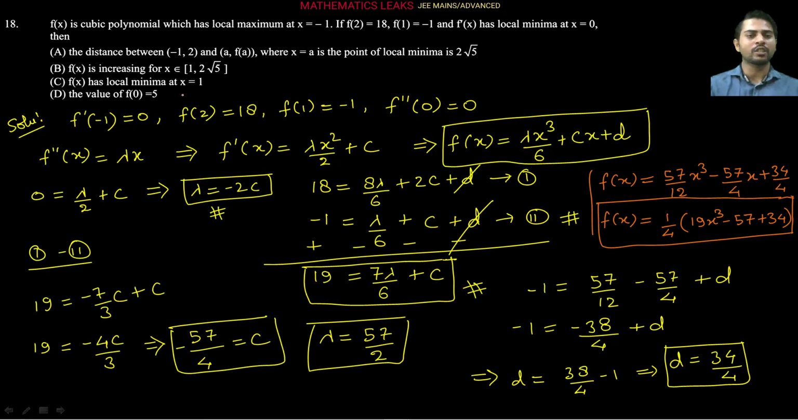Now let's do the discussion about the options, correct? So they are asking the distance between minus 1 comma 2 and a comma f of a, where a is the point of local minimum, is 2 root 5. Okay, so a is a point of local minima of f of x, right? Local minima of f of x. So let's find out what the points of local maxima and local minima of f of x are. So I'm just going to change this slide.